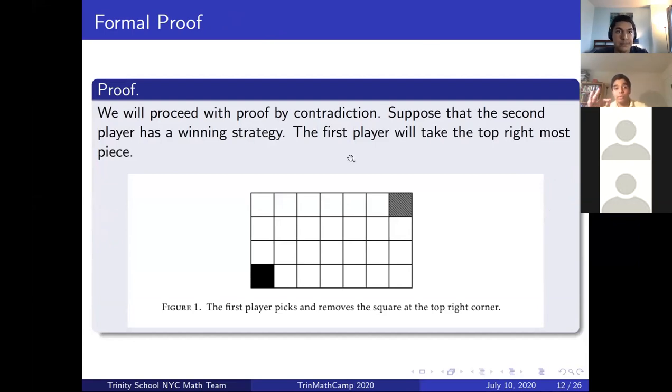We proceed with proof by contradiction. Let's remember what that is. We assume something that is the opposite of what we want to show, and we show that this assumption leads us to something that is not true, which means that our initial assumption, the opposite of what we want, is not true. So what we want is true.